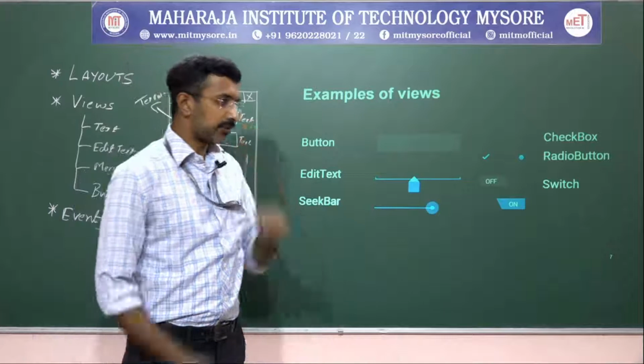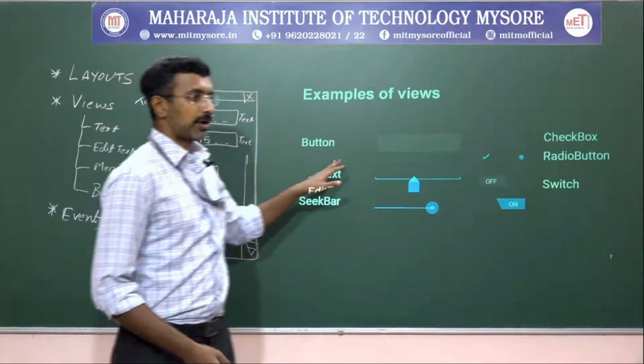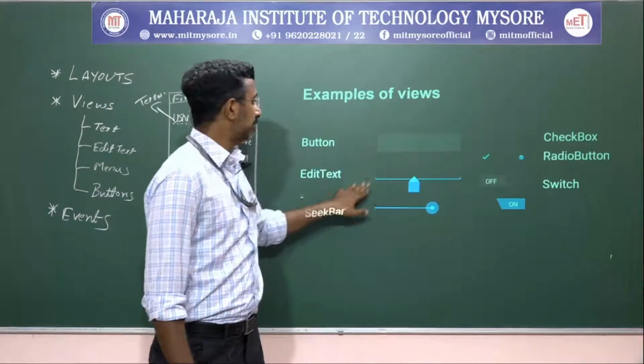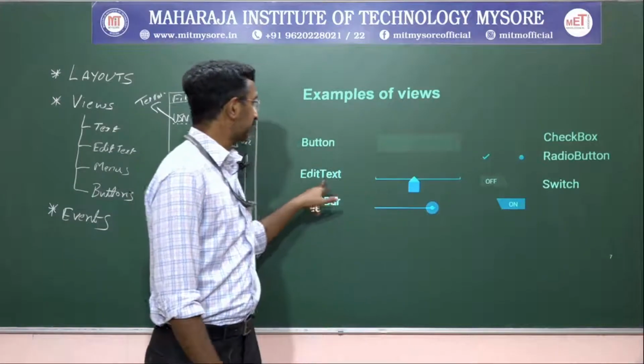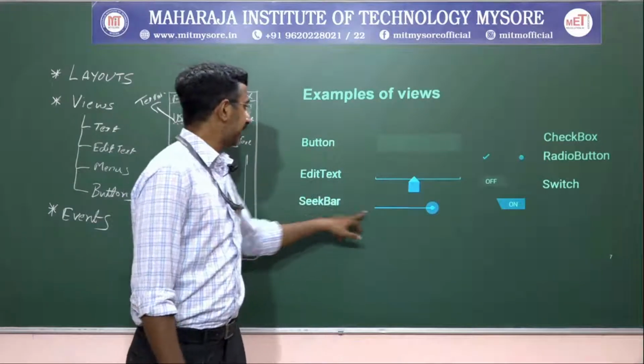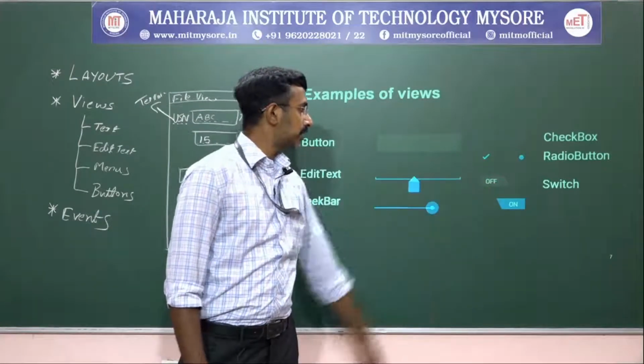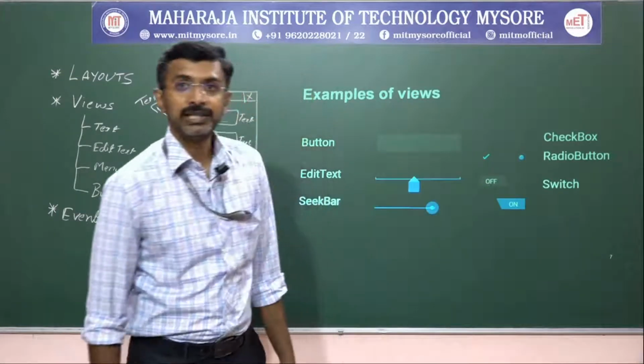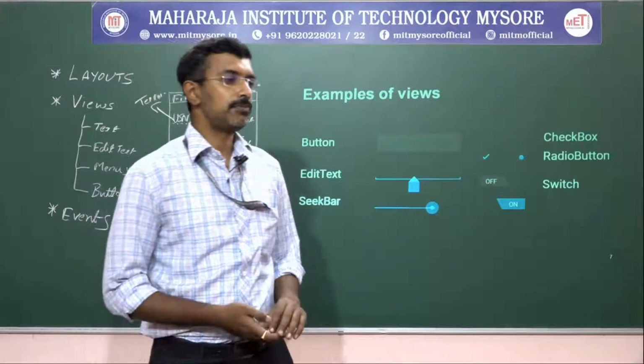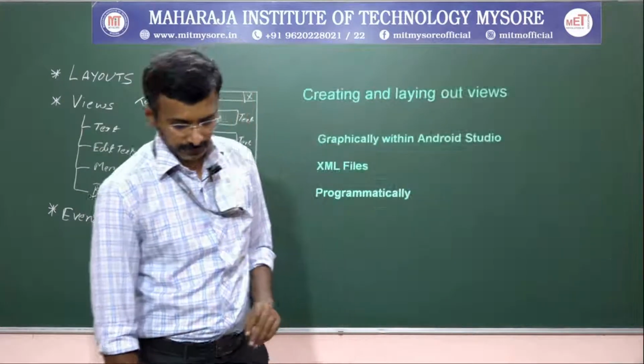So, examples for the views: if you are observing, you have a button, you have a slider or an edit text, an image, a seek bar or checkbox, radio button, a switch on or off. All these are the different views which we can make use of.